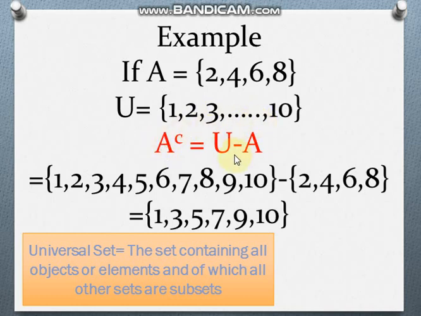A complement is equal to U minus A. It means from U you will subtract A. A's elements are 2, 4, 6 and 8. So what will be left? 1, 3, 5, 7, 9 and 10.